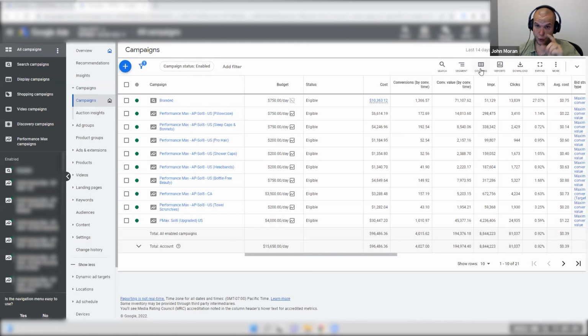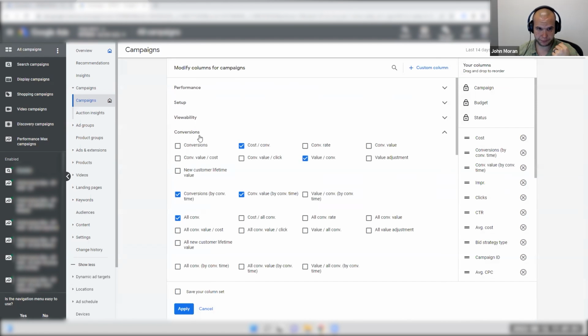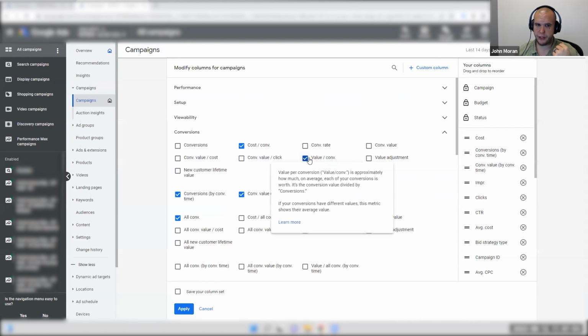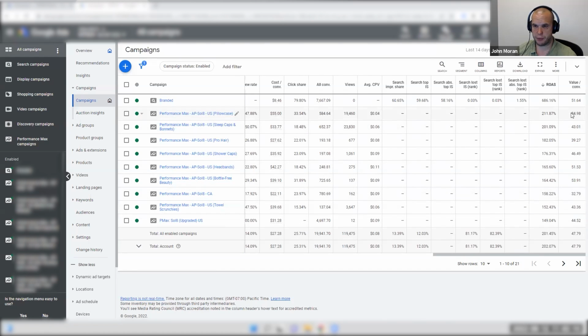So the way to find an average order value of a group of products is if you have them separated out by, let's just say like headbands and shower caps and pillowcases, you can go into columns and go into modify columns, go into your conversions, and you're going to see this metric here, value per conversion. This is approximately how much on average each one of your conversions is worth. Average order value, if you're tracking obviously only e-commerce for your conversions. So in the average order value here, you look at what is actually selling as a value per conversion.